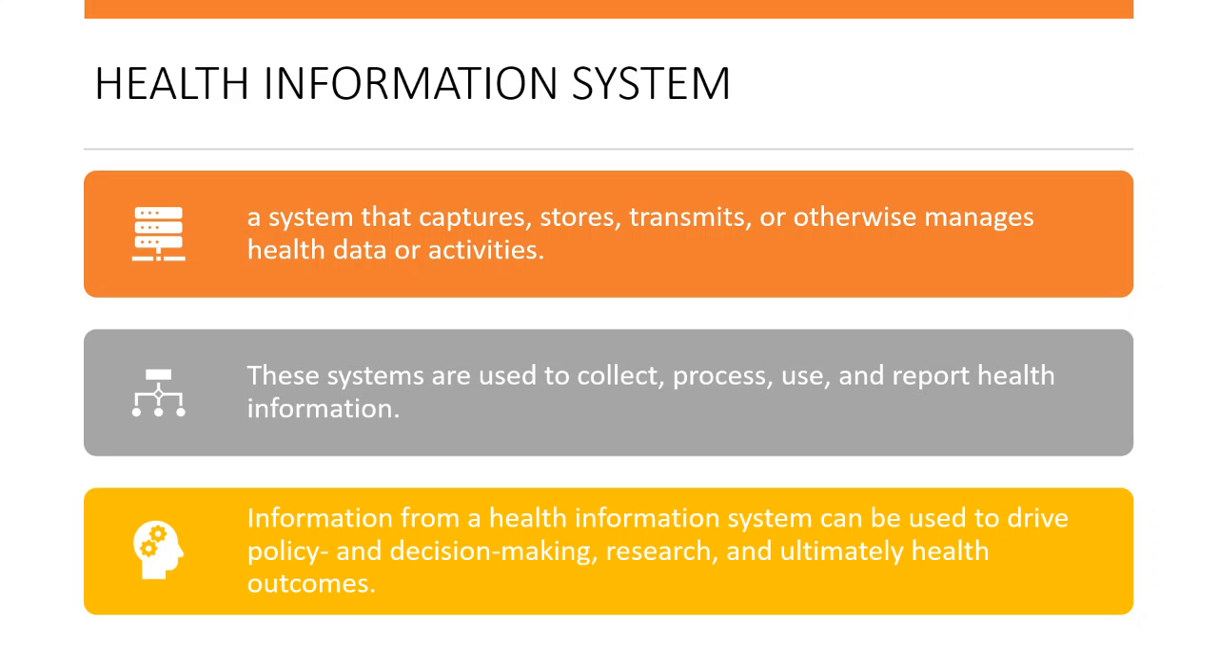What do you mean by health information system? A health information system is a system that captures, stores, transmits, or otherwise manages health data or activities. These systems are used to collect, process, use, and report health information. Information from a health information system can be used to drive policy and decision making, research, and ultimately health outcomes.